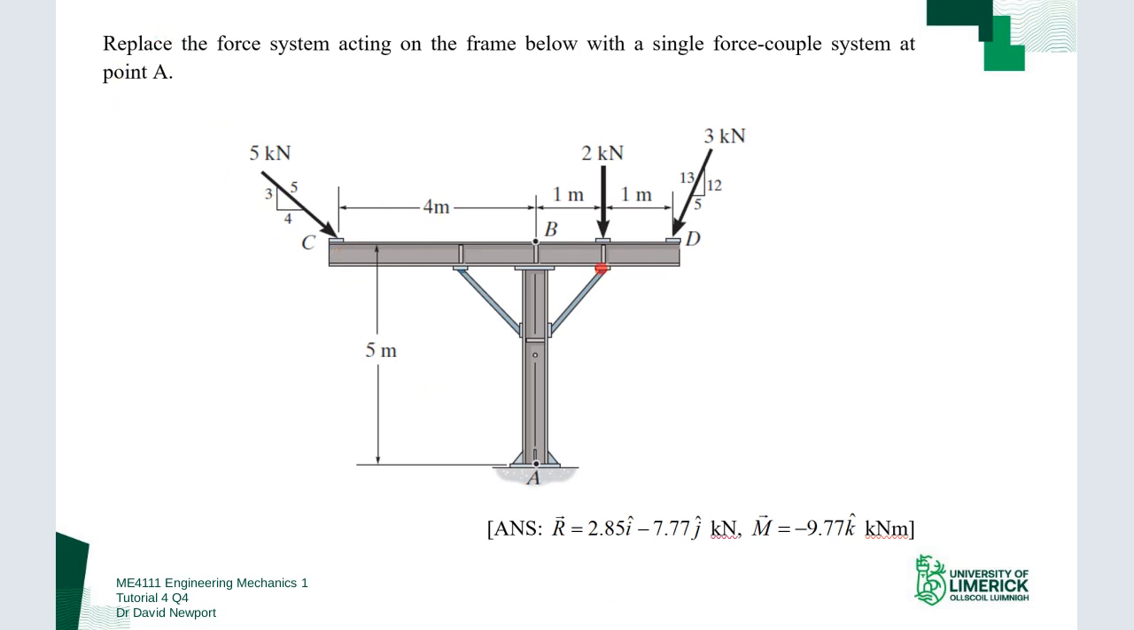Now, looking at this question, we have a frame with a number of forces acting on it, and we are again asked to replace this with a single force couple system at point A. So we need to find point A, which is down here. What we want to find out is the equivalent force couple system that acts at point A. That gives us the effect of all these forces acting at point A. If we wish to analyze that, we would have an idea as to what kind of load is at that point.